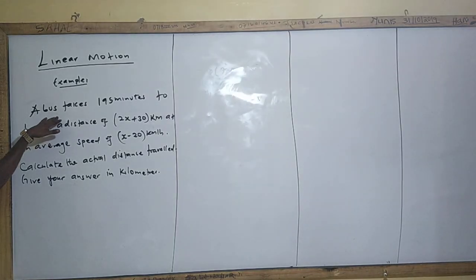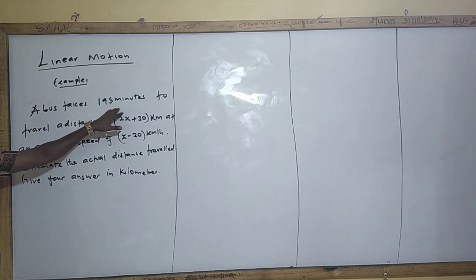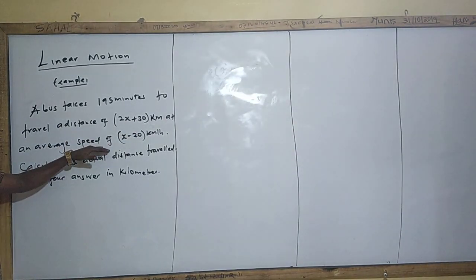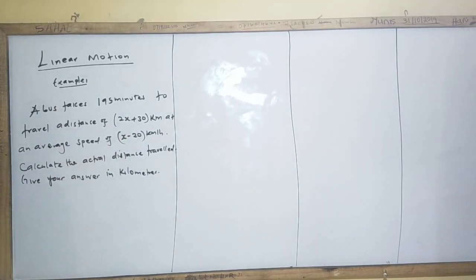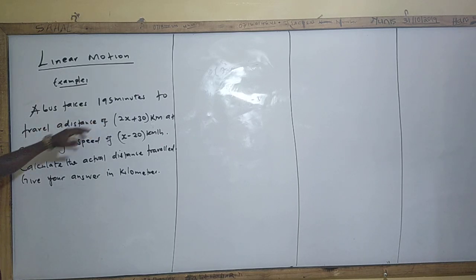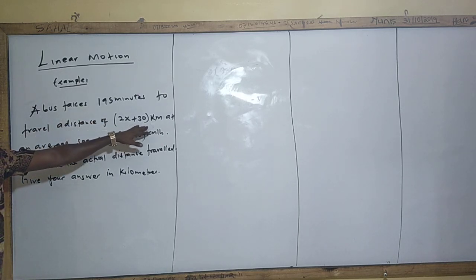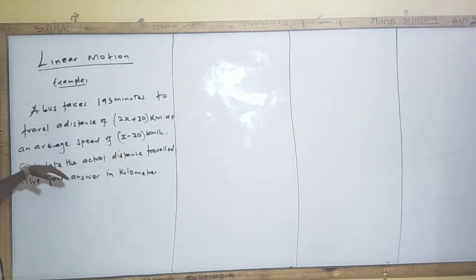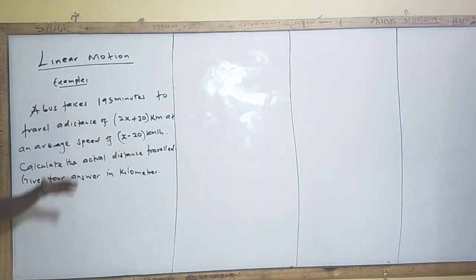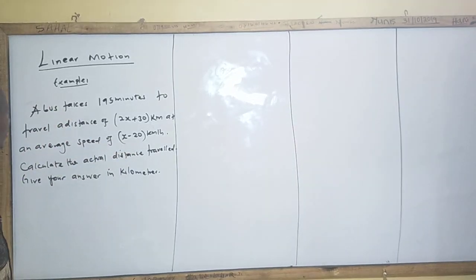Now, the first example here: a bus takes 195 minutes to travel a distance of (2x + 30) kilometers at an average speed of (x - 20) kilometers per hour. So we have a time, okay? You're told a bus takes 195 minutes, that's the time taken, to travel a distance of (2x + 30) kilometers, that's the distance, at an average speed of (x - 20) kilometers per hour, that's the speed. So you have the three things here.